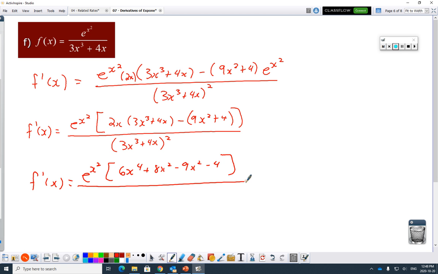6x to the 4, 8x squared, negative 9x squared, negative 4. Got one more step to do there. Now, look. I don't know why textbooks like this move, but they'll put something in the denominator that has a very obvious common factor in it. Then they expect you, in the final answer, to catch that common factor and make sure you common factor that thing out. And it can get really confusing.